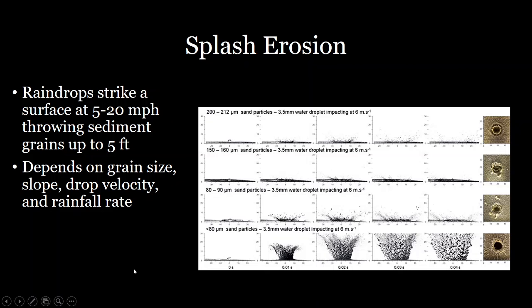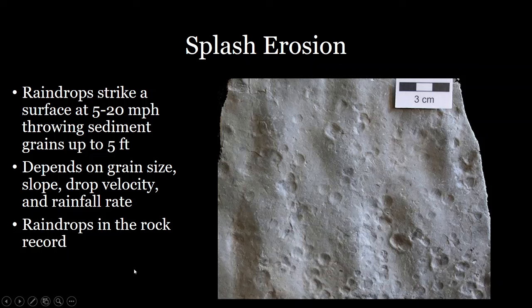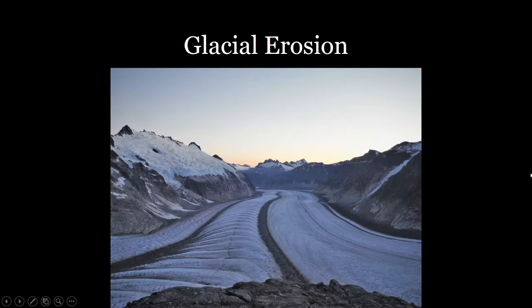So that's splash erosion, and we can see examples of splash erosion even in the rock record. These are fossilized splash erosion marks, and we can use these to tell interesting things about the weather processes that happened when this rock was initially formed. And then the last erosional process that we're going to be talking about is glacial erosion.